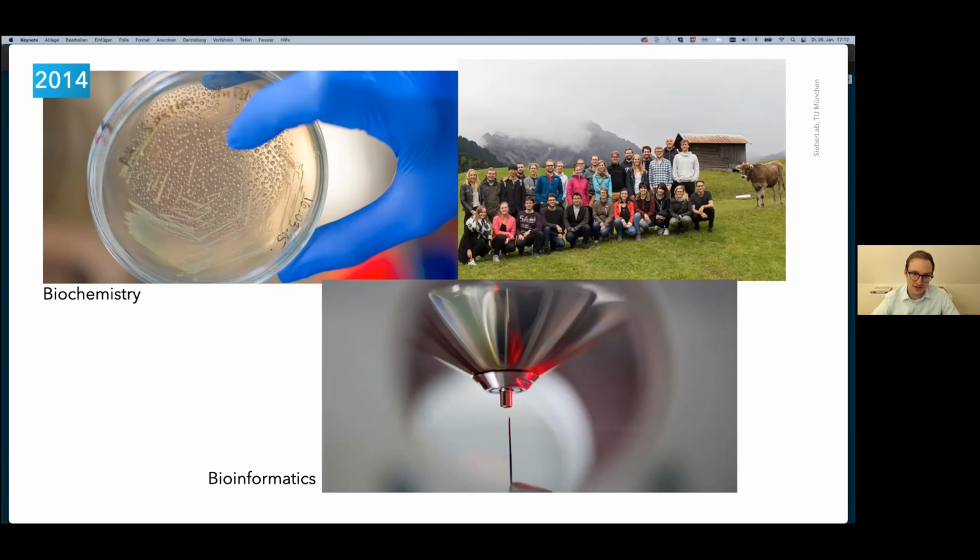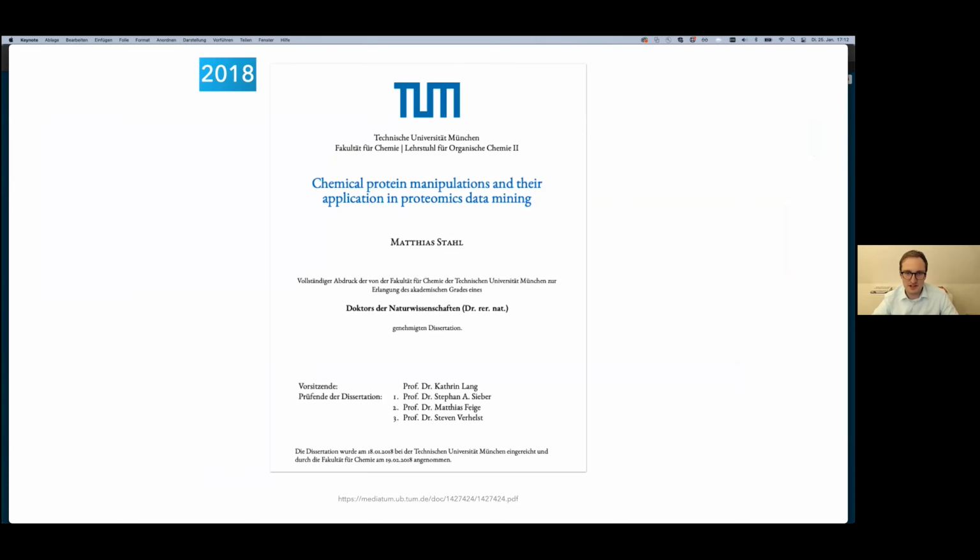And as I was always interested in coding, even before my biochemical studies, this was really a little bit like back to the roots, back to my childhood roots, where I coded a lot. And so I had the possibility to use my coding skills also in the lab. And yeah, that was really cool. And in the end, I had this dissertation about chemical protein manipulations and how we can see them in the proteomics data.